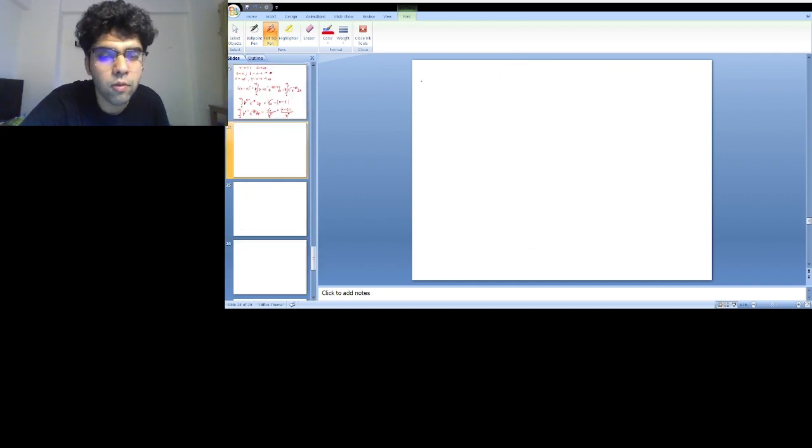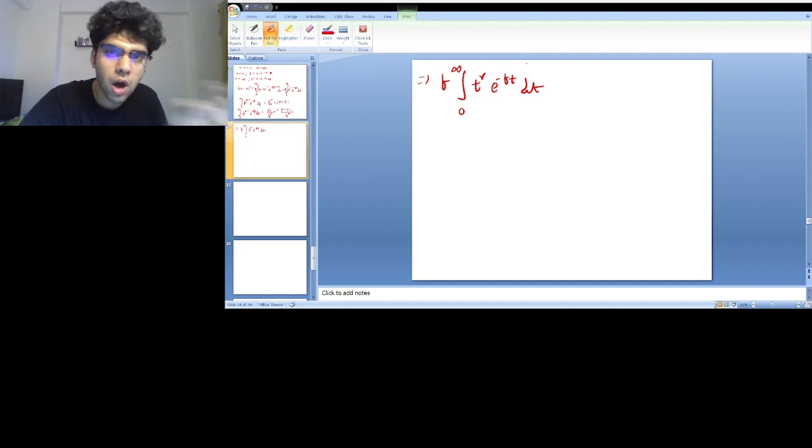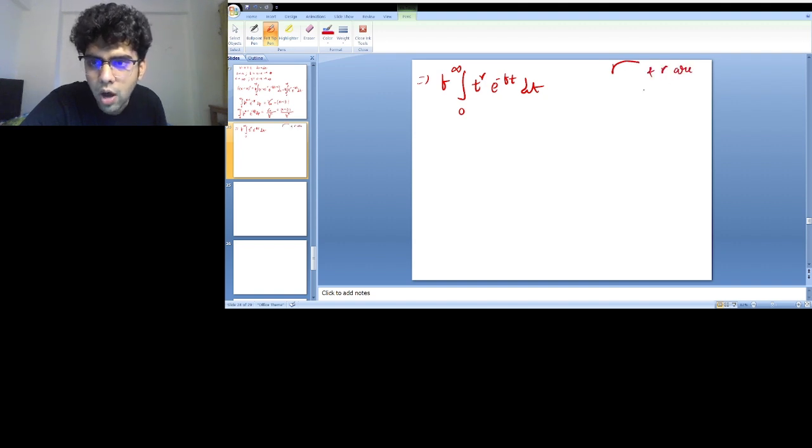Now let's just apply the formula. So we had b, a constant term, 0 to infinity t to the power r, e to the power minus bt dt, right? This r and the gamma r are different. This r is just the power, and the gamma signifies the gamma integral. This is the rth moment.